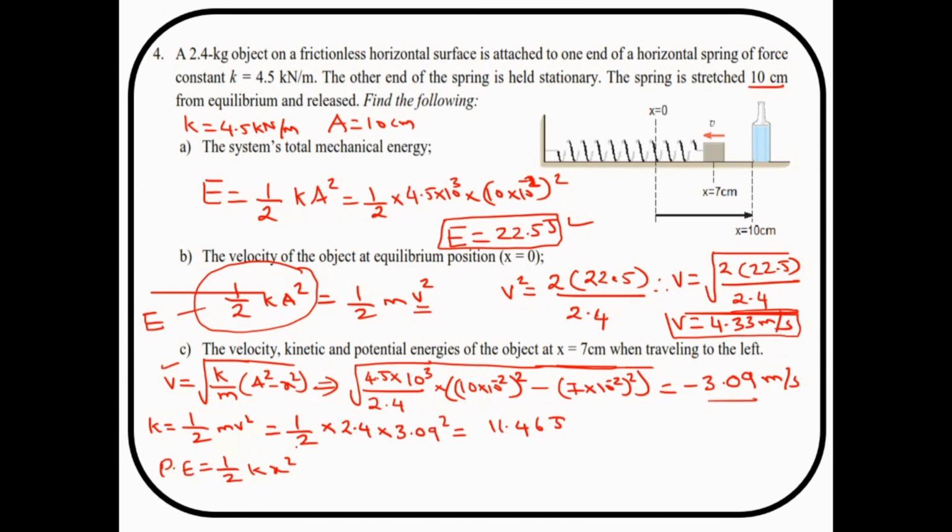And finally, I have to calculate the elastic potential energy, which is given by the rule half k x square. Here x is nothing but this value, 7 centimeter. So I substitute the value: half multiplied by the k value, 4.5 multiplied by 10 power 3, multiplied by the x value, 7 multiplied by 10 power minus 2 the whole square. The answer I got is 11.03 joules. So this is the answer for the last question. Clear?